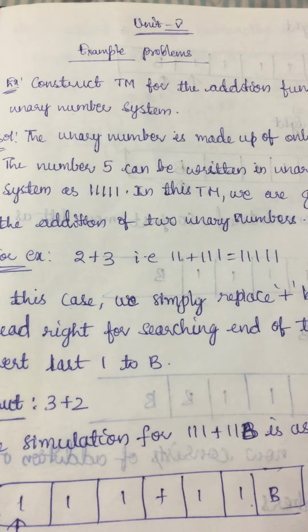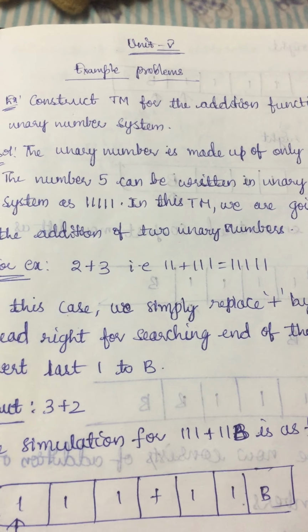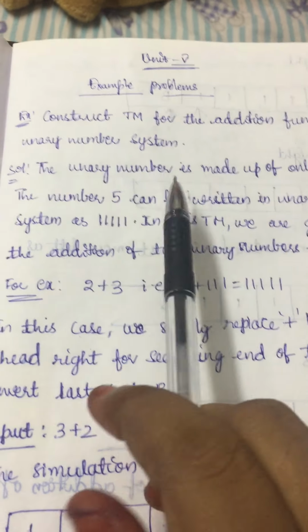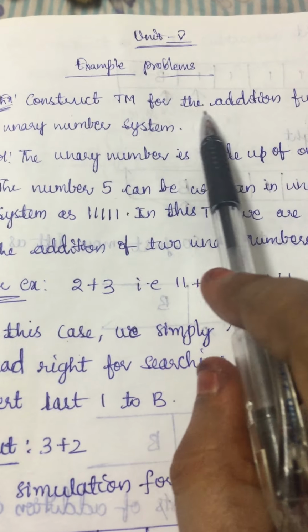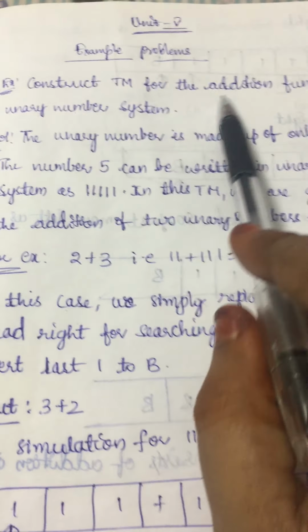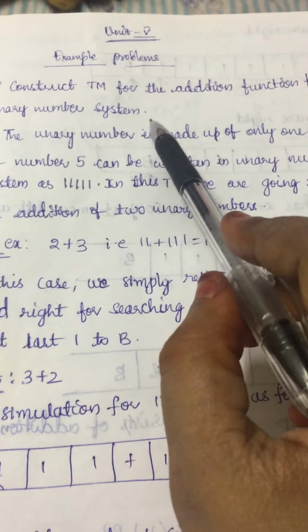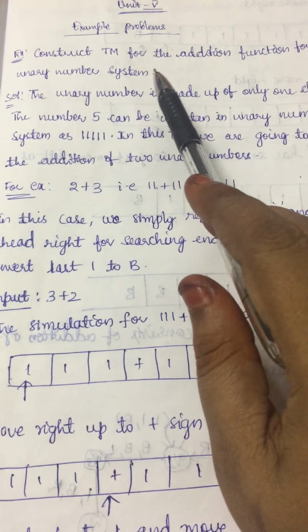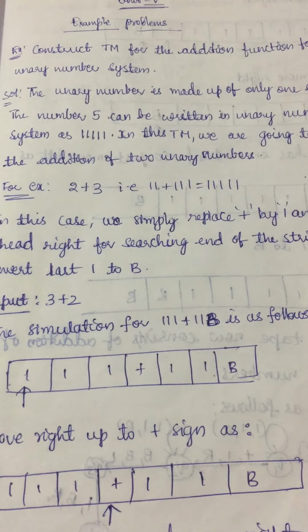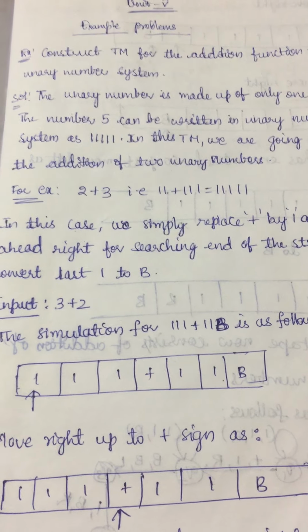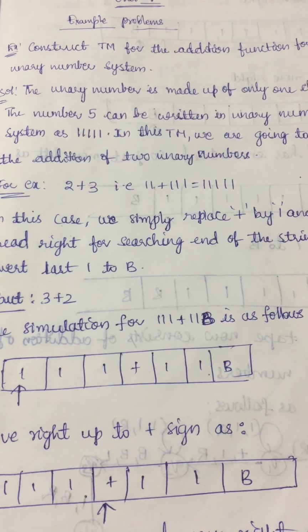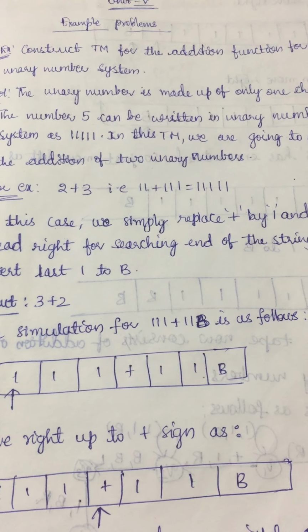Welcome. Today in this session we are going to see another example to design a Turing machine. Here the example is: construct a Turing machine for the addition function using the unary number system. For the unary number system, for example if we are taking 3 plus 5, we should not consider the digital number system, but we should consider the unary number system.